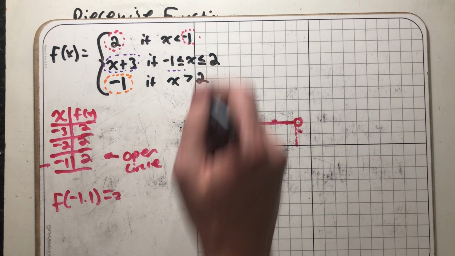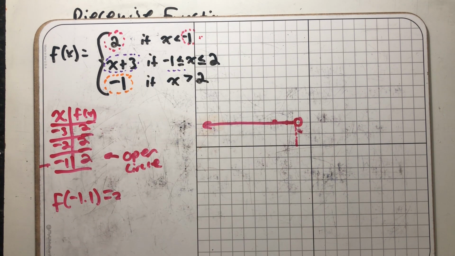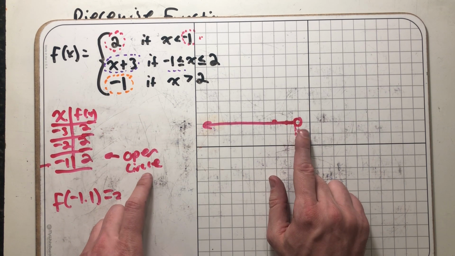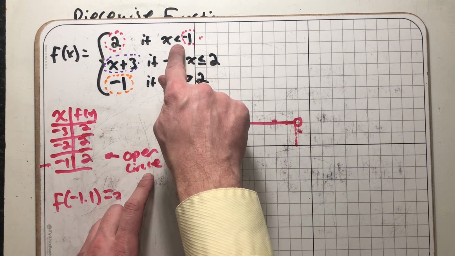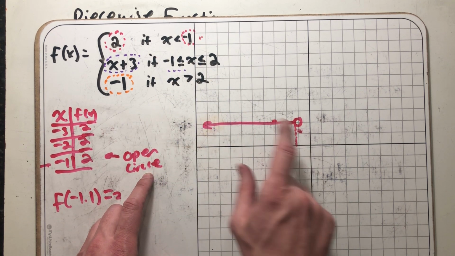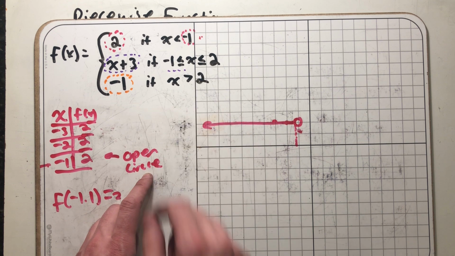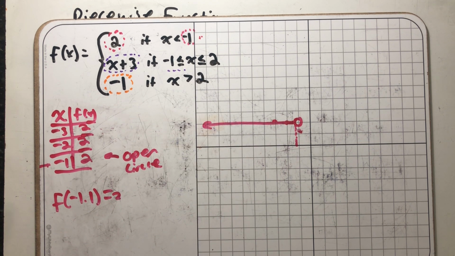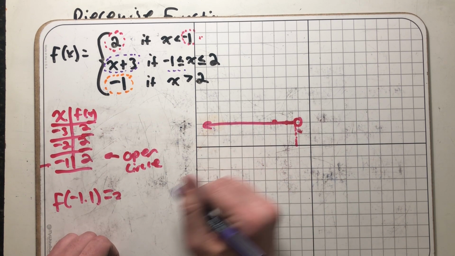So these values in the boundary where the rule changes, they're either going to get open circles or filled in circles. If there's just a less than or a greater than, we're going to get an open circle. If we have a less than or equal to or a greater than or equal to, we're going to get a filled in circle. So now let's check out that next piece. So I'm going to build a little table of values for it.